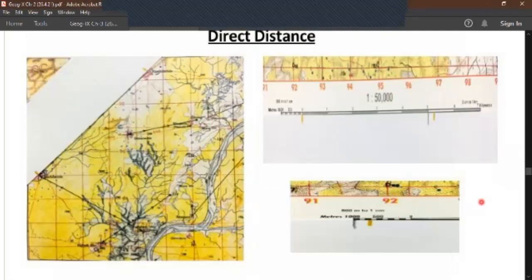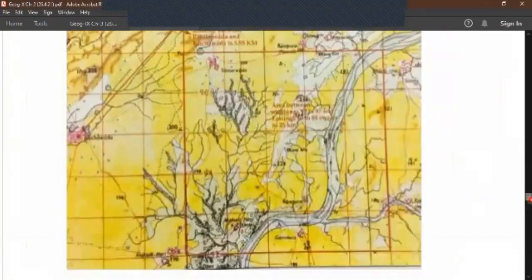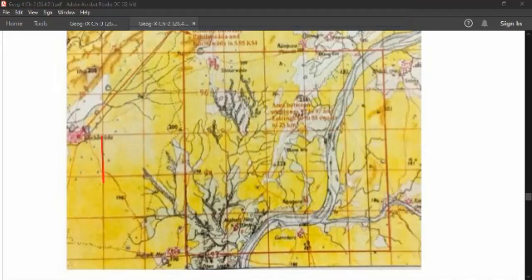Now the next thing is to find out the area on a topo sheet. There are two methods which we will use to find out the area on a topo sheet. The first one is counting the grid squares. This is a very simple method. Each grid square has a side of 2 centimeters. Every grid used to have a side of 2 centimeters here and similarly 2 centimeters this way, which is equivalent to 1 kilometer.